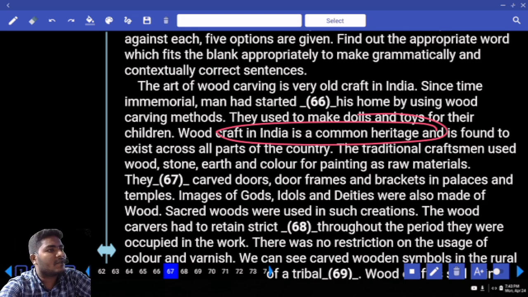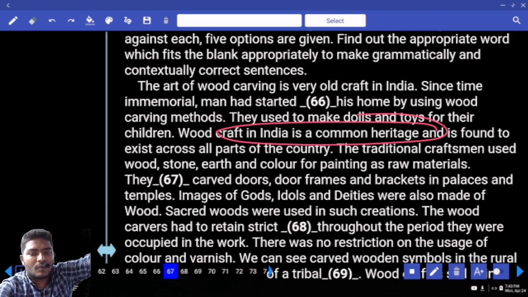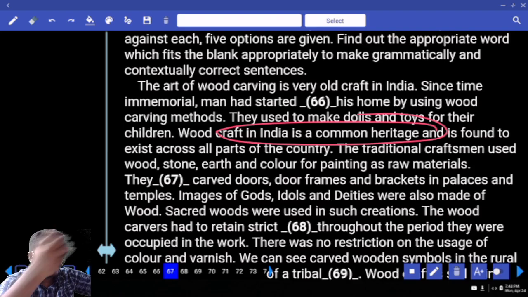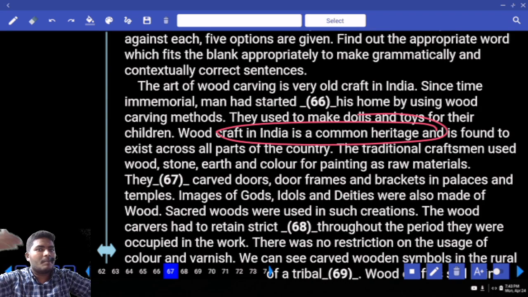What is heritage, first of all? What do you mean by heritage? If your father is a wood carpenter, the son also does the same. That means it is like traditional work, or work based on the caste. Yes or no?